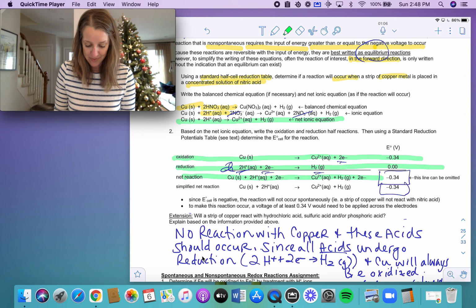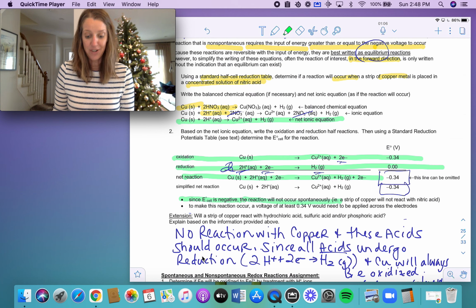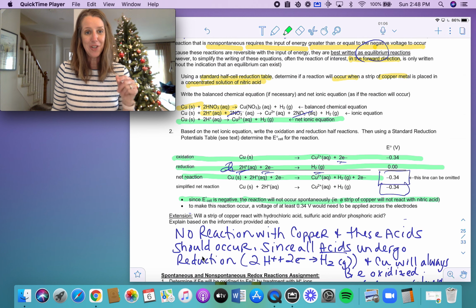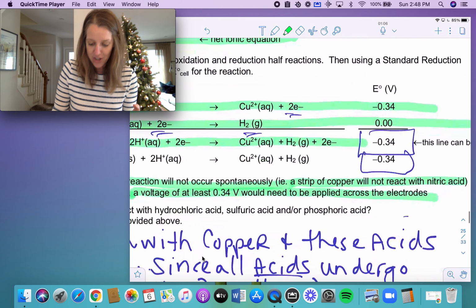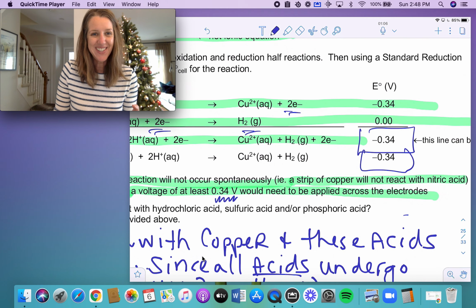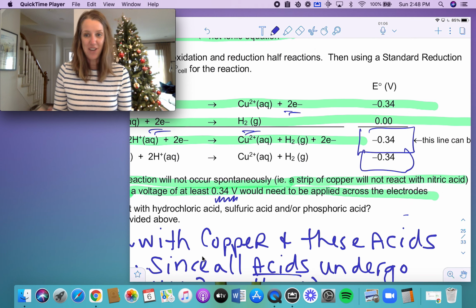Here's your conclusion. Since the E0 value is negative, the reaction will not occur spontaneously. That means that if you put a strip of copper into nitric acid, no reaction will take place. To make this reaction occur, let's say you wanted it to occur, well then you would need to apply how much? Can you quantify that? And that's what you did in the lab question. You quantified it by saying you would need at least 0.34 volts applied in order to make it go in the direction that is non-spontaneous.